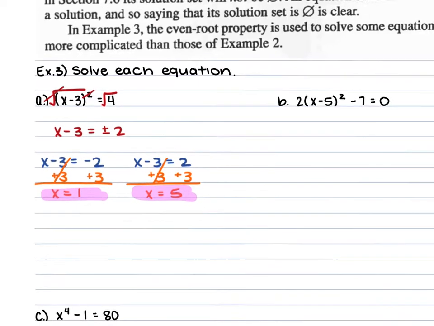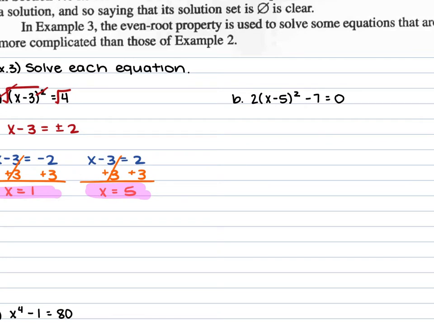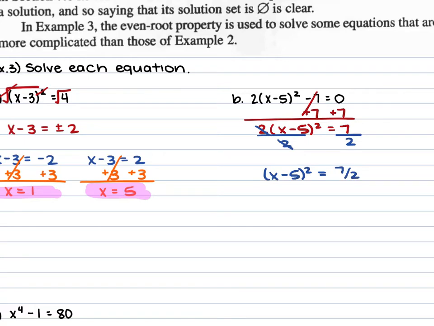For example B, we have 2 times x minus 5 squared minus 7 is equal to 0. We want to isolate that x minus 5 squared, so we're first going to add the 7 to both sides. This gives us 2 times x minus 5 squared is equal to 7. From there, we're going to divide each side by the 2. Those cancel, so we just have x minus 5 squared is equal to 7 over 2.